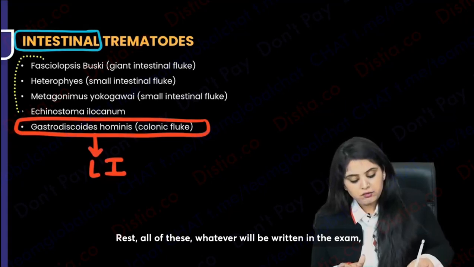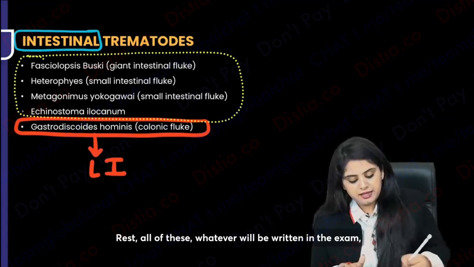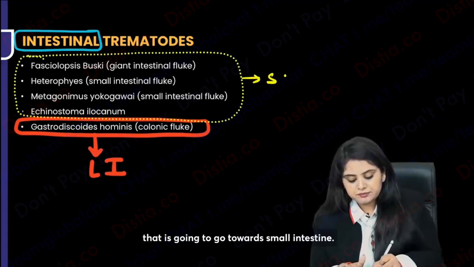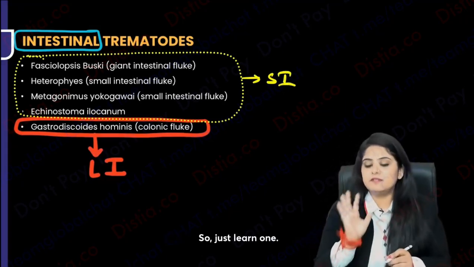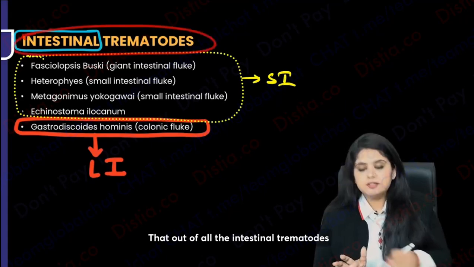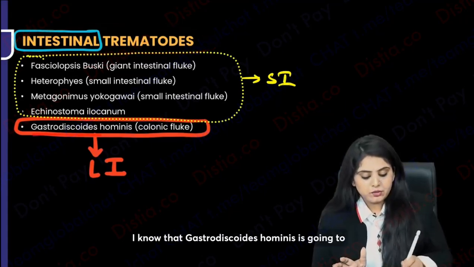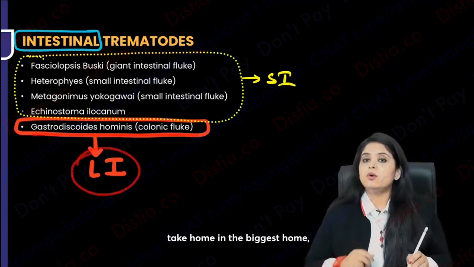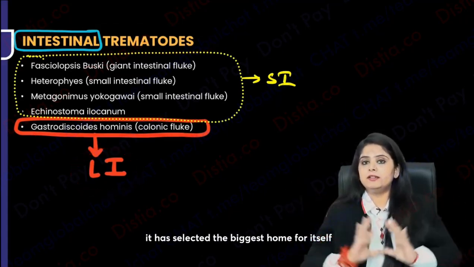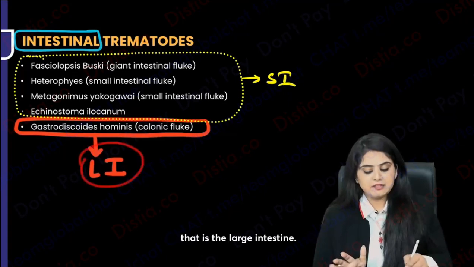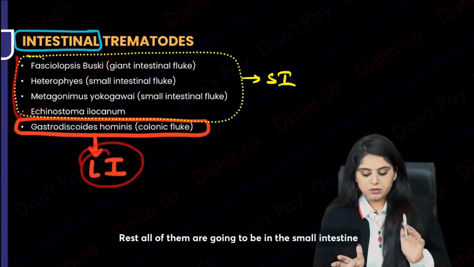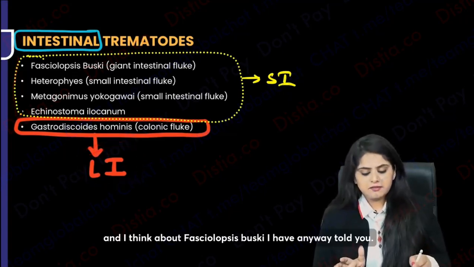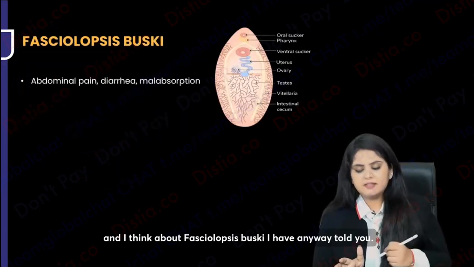Rest, all of these, whatever will be written in the exam, that is going to go towards small intestine. So just learn one, that out of all the intestinal trematodes, I know that Gastrodiscoides hominis is going to take home in the biggest home. It has selected the biggest home for itself, that is the large intestine. Rest all of them are going to be in the small intestine. And about Fasciolopsis buski, I have anyway told you.